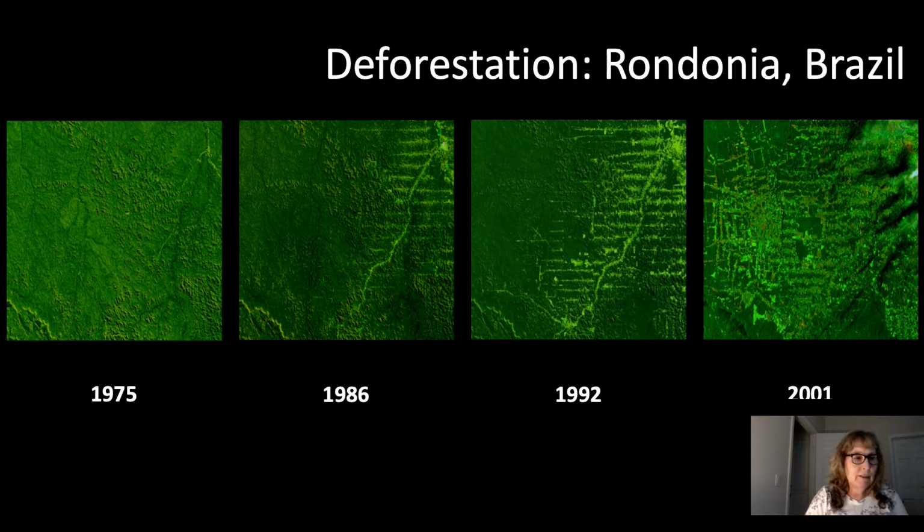Now we move to deforestation. This series of aerial satellite images show Rondônia, Brazil, and it is a tropical forest in Brazil, and it's shown over a 26-year time period. And it's pretty dramatic if you look at from 1975 through to 2001.